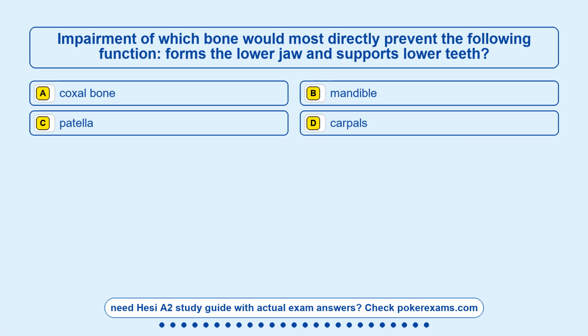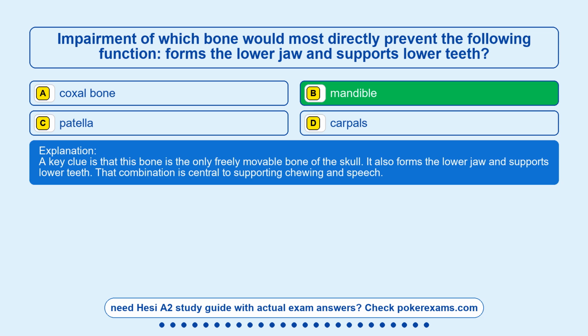Question 15. Impairment of which bone would most directly prevent the following function, forms the lower jaw and supports lower teeth? Option A, coxal bone. Option B, mandible. Option C, patella. Option D, carpals. The correct answer is option B, mandible.